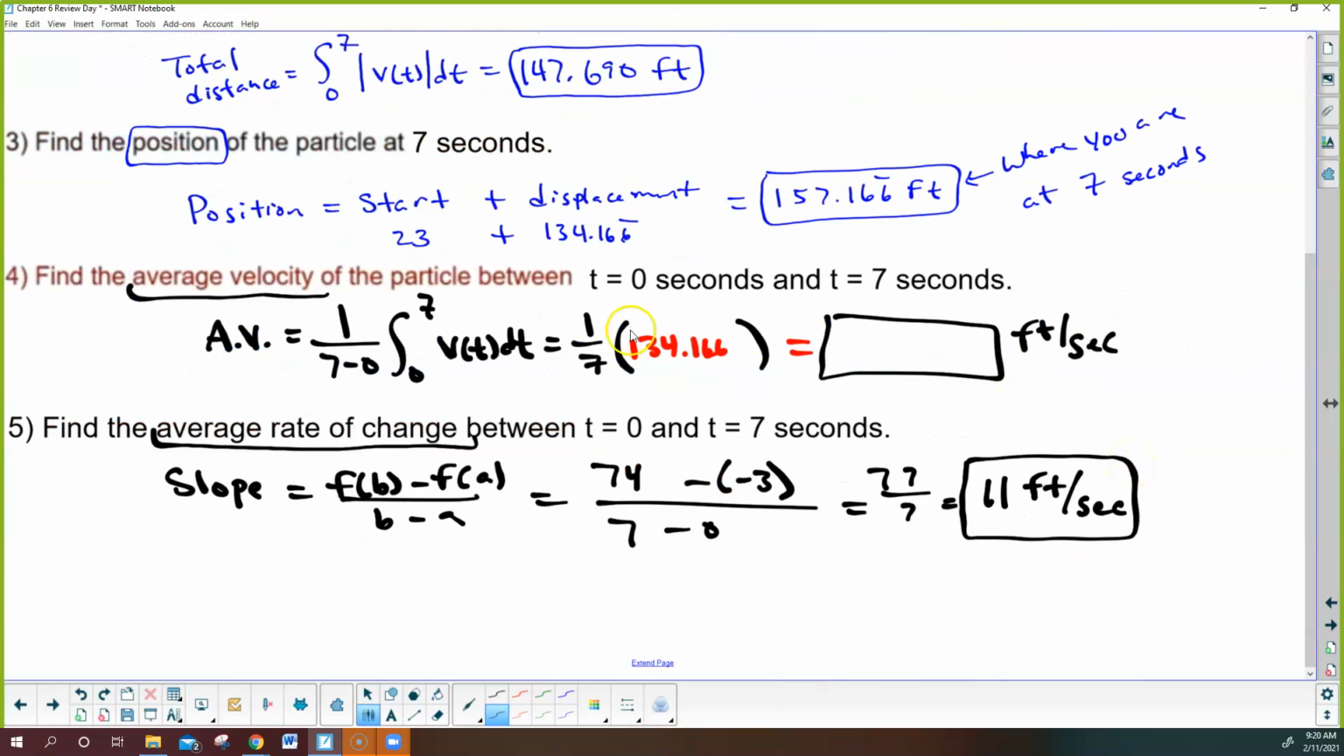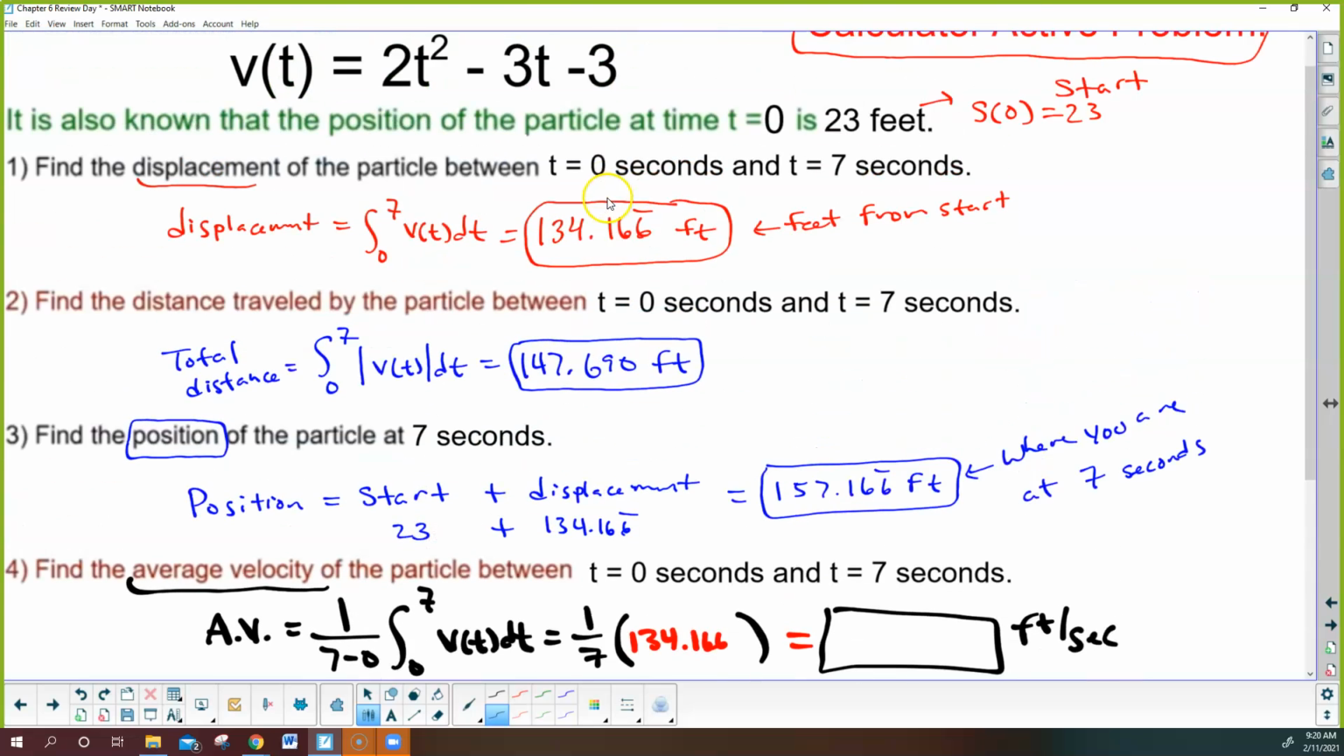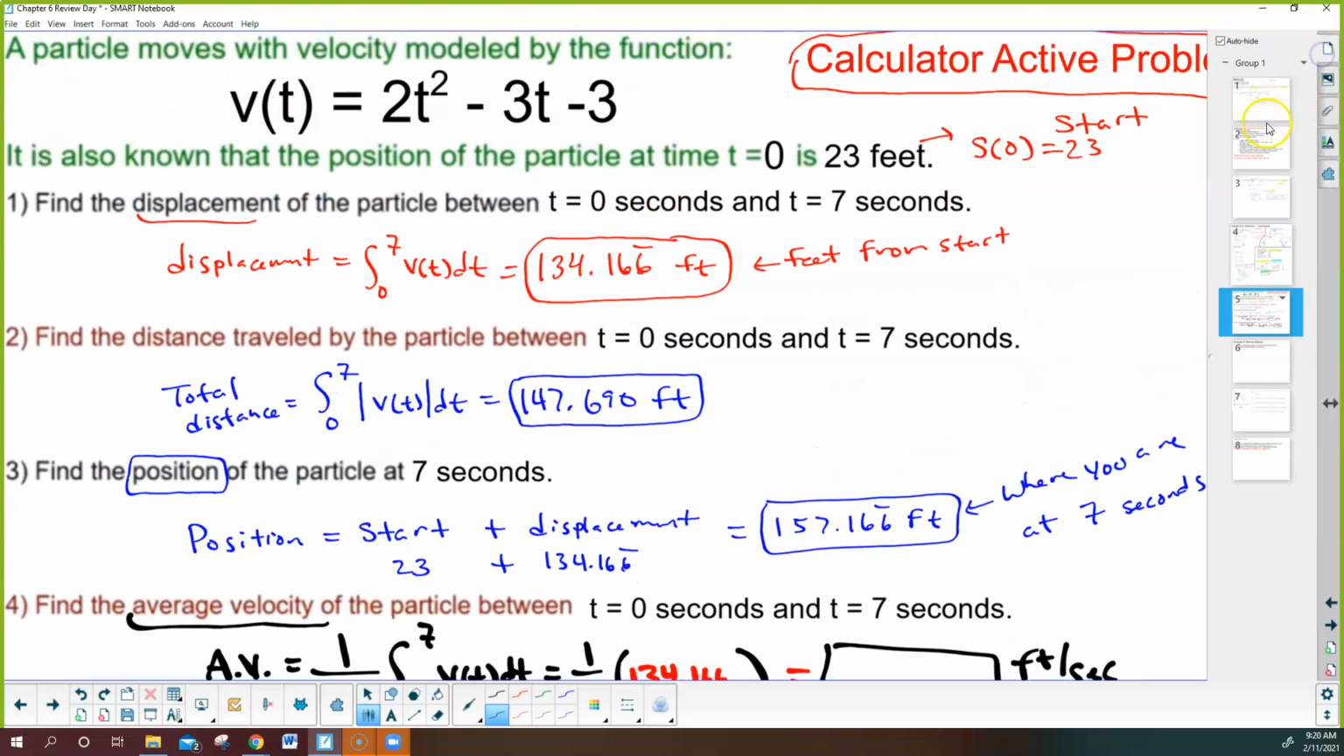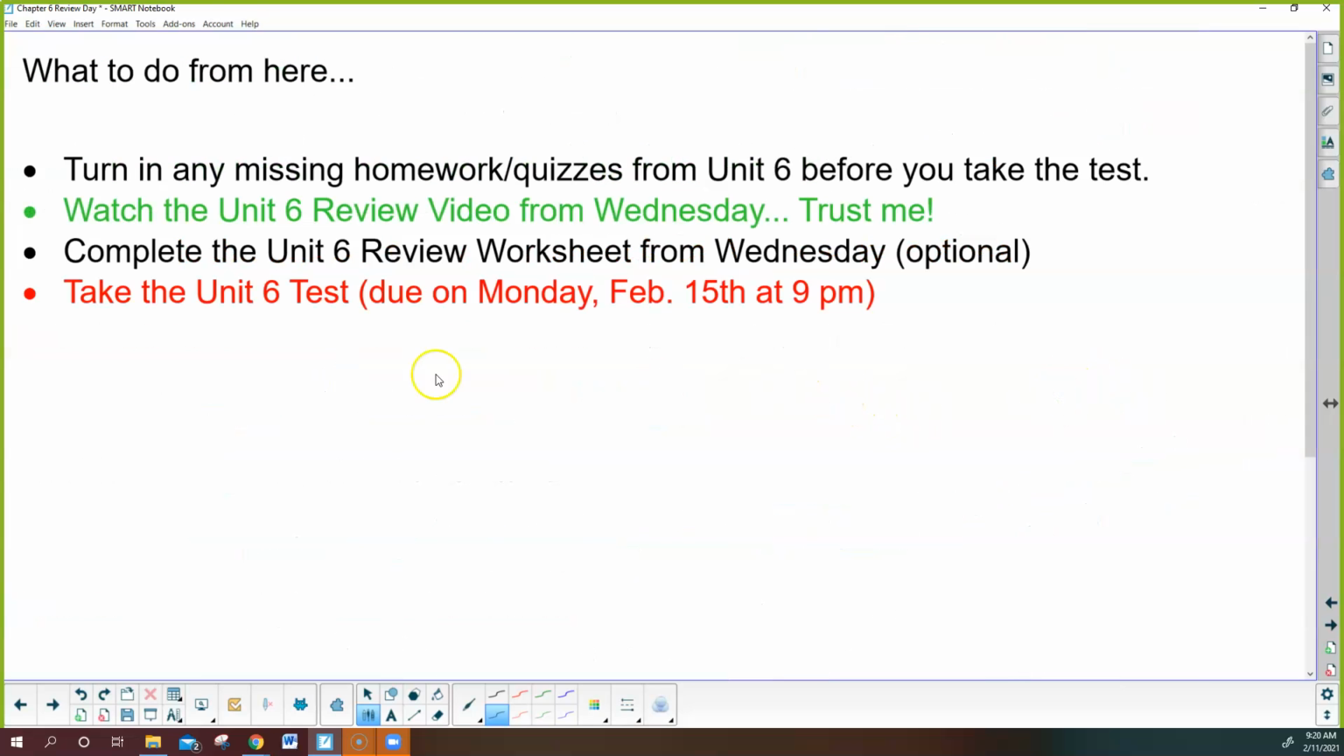All right, so hopefully that just gave you a quick review of motion. Again, all of these notes will be posted, so you guys will be able to look at that. So where do we go from here? What do we got? Well, turn in any missing work from this unit before you take the test. If you did not watch the video from Wednesday, you should go back and watch it from this Wednesday. In fact, you should watch all of the Edpuzzle videos from this Unit 6.